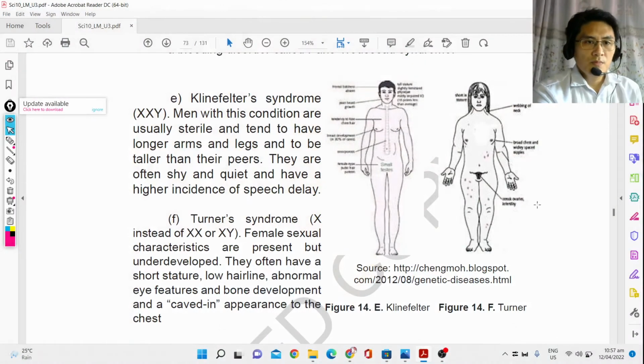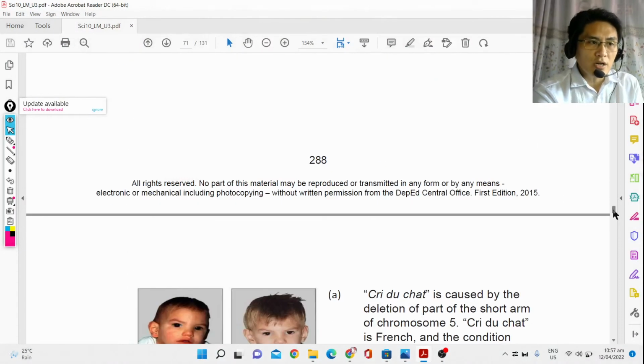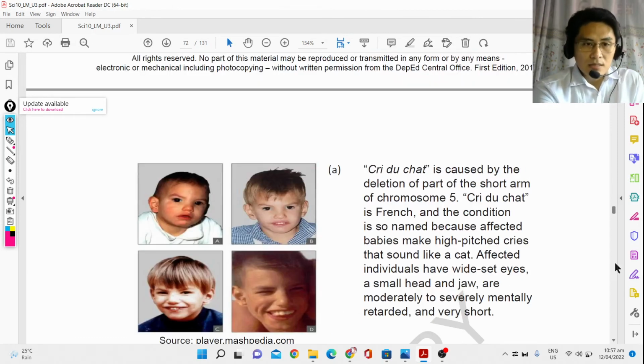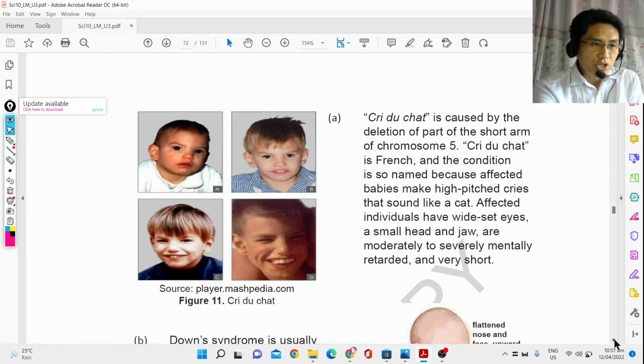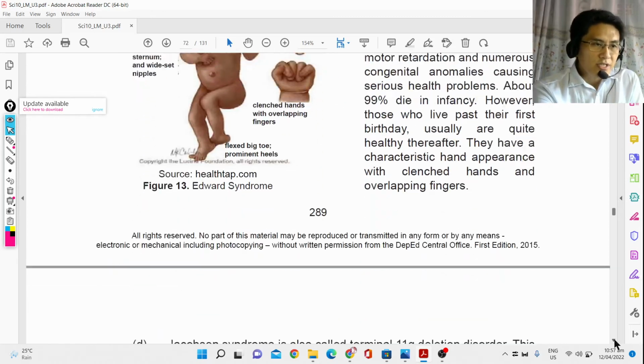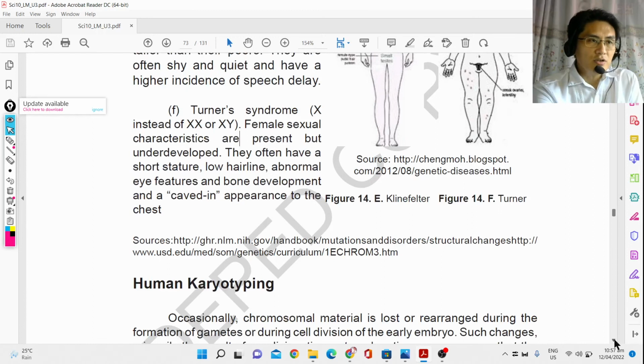You don't say if there's 11q deletion, can I have a disorder like 8q deletion? Well, in terms of probability, it could happen, but what is the effect? Maybe the effect is so drastic that it kills the baby, right? So that's why we only discuss a few, because these are the most common. These are the disorders that we know happen and yet the baby survives. So Cri du chat, Down syndrome, Edwards syndrome, Jacobson syndrome, Klinefelter syndrome, and Turner syndrome.